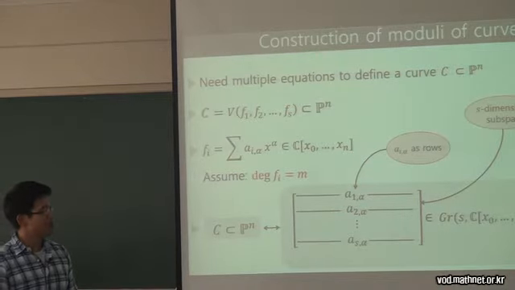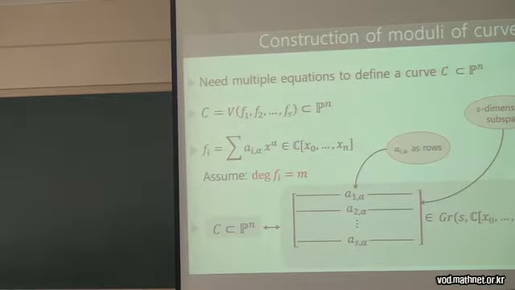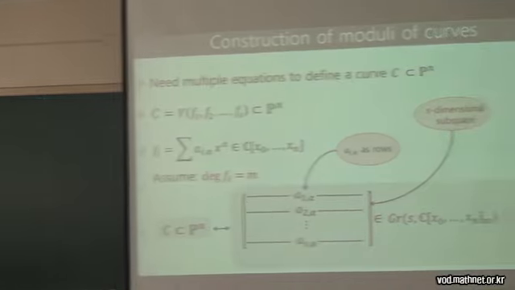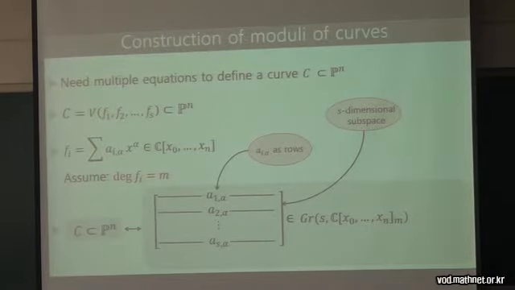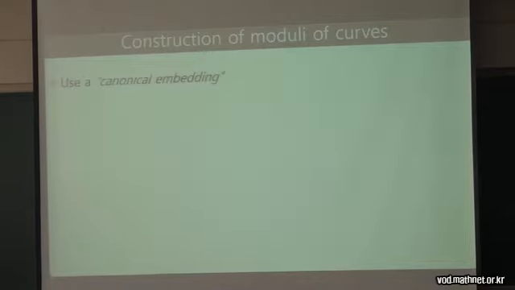And this is a point in the Grassmannian of S planes in this degree m piece of the polynomial ring. So before, in the plane cubic case, our parameter space was P9. Here the parameter space is the Grassmannian. Okay, now I'm going to use some sort of canonical embedding.